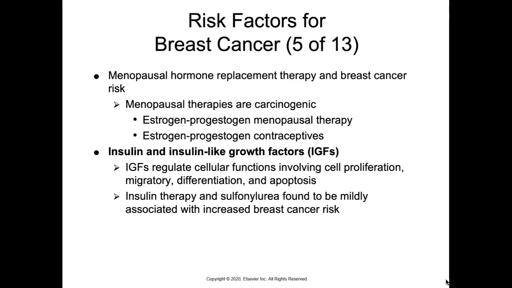Now let's talk about insulin and insulin-like growth factors. They're going to regulate cellular functions involving cell proliferation, migration, differentiation, and apoptosis. We know that insulin-like growth factor is a protein hormone that has a structure similar to insulin, hence its name. Insulin therapy and sulfonylurea were found to be mildly associated with increased breast cancer risk. And we've looked at metformin, and this appears to have a protective role, but we do need more investigation.